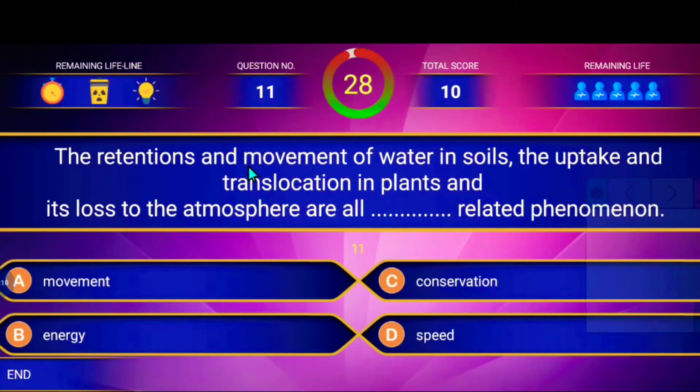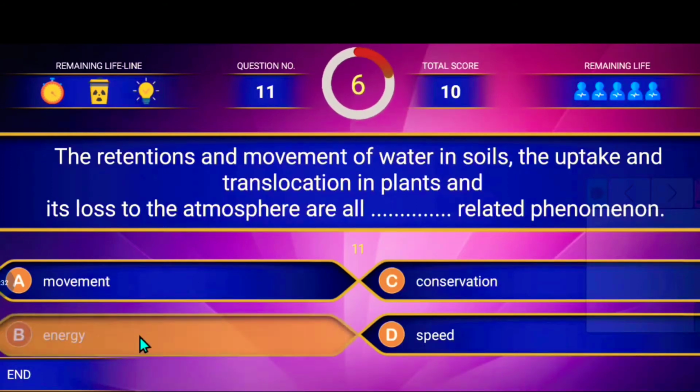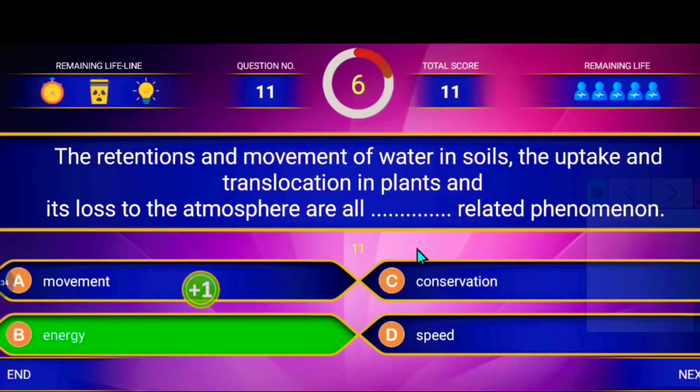The retention and the movement of water in soils, the uptake and translocation in plants, and its loss to the atmosphere are all dash dash related phenomenon. First option is movement, second one is energy, third one is conservation, and the last option is speed. So the correct option is, these are the energy related phenomena. Go to the next question.